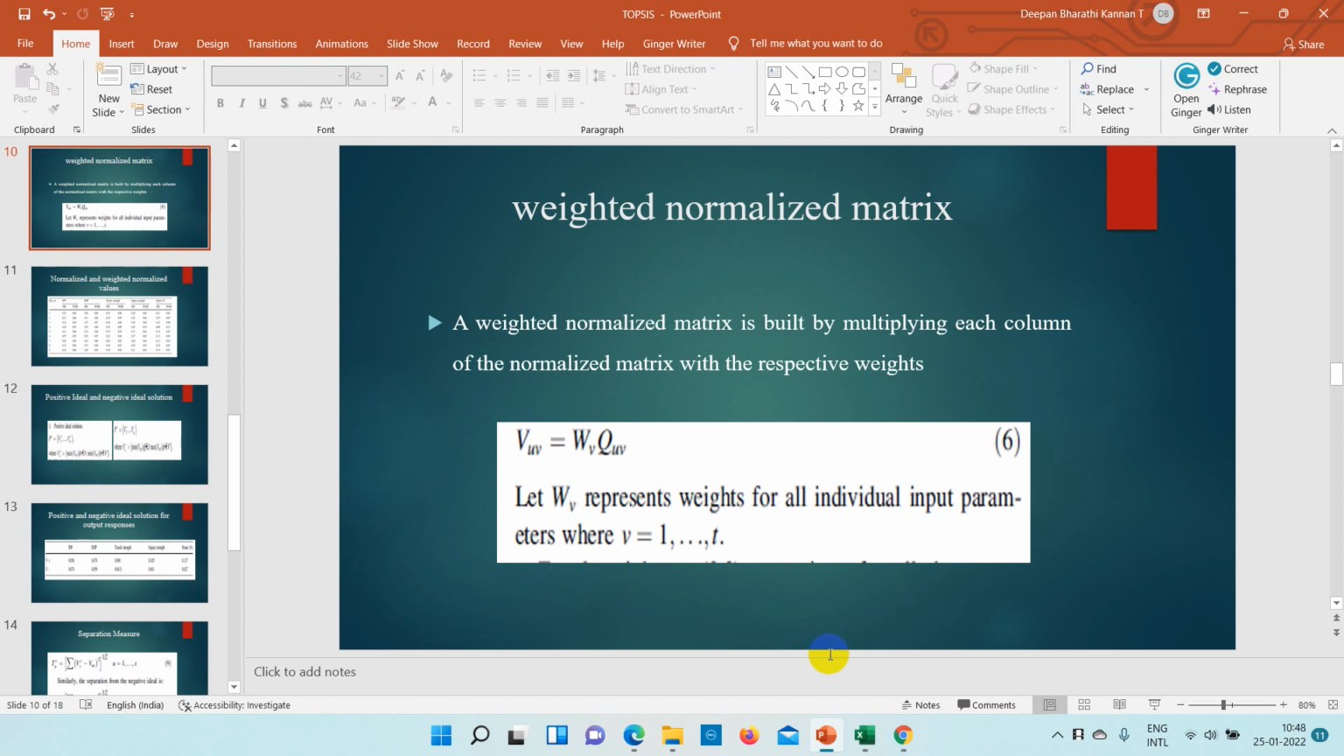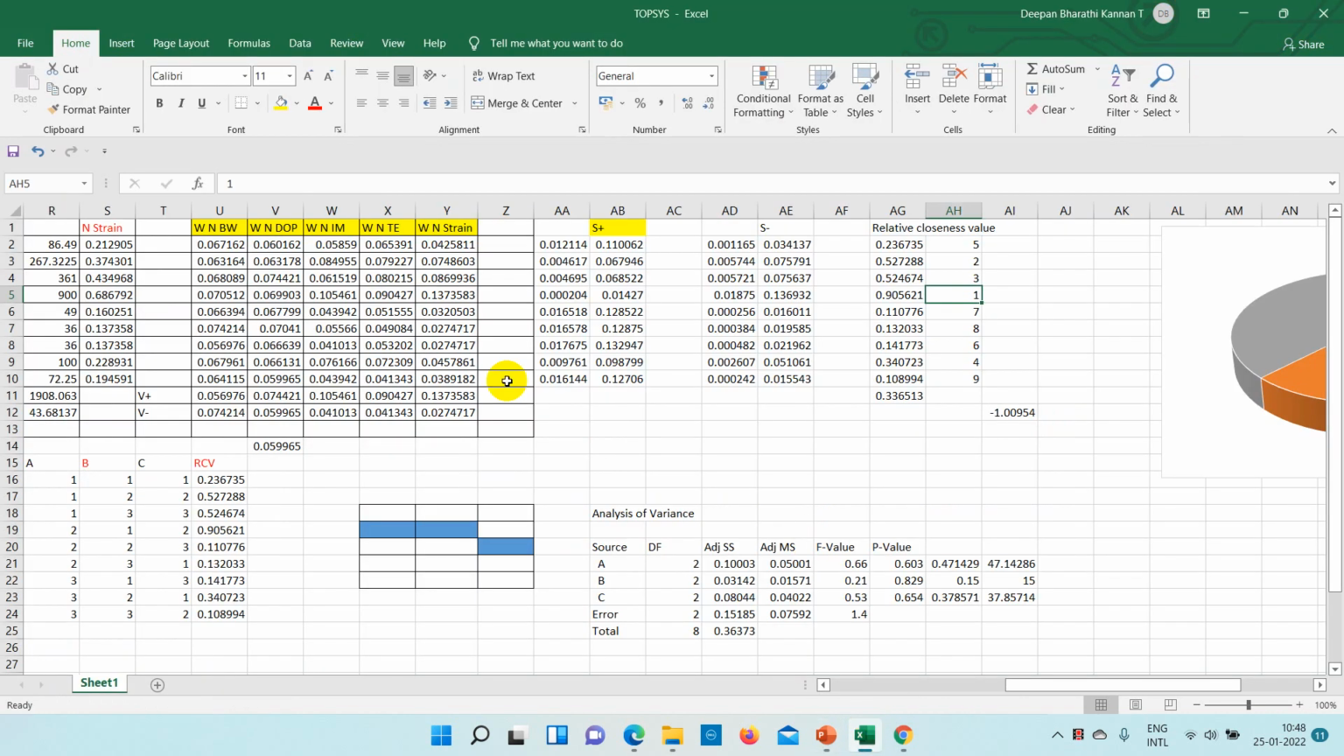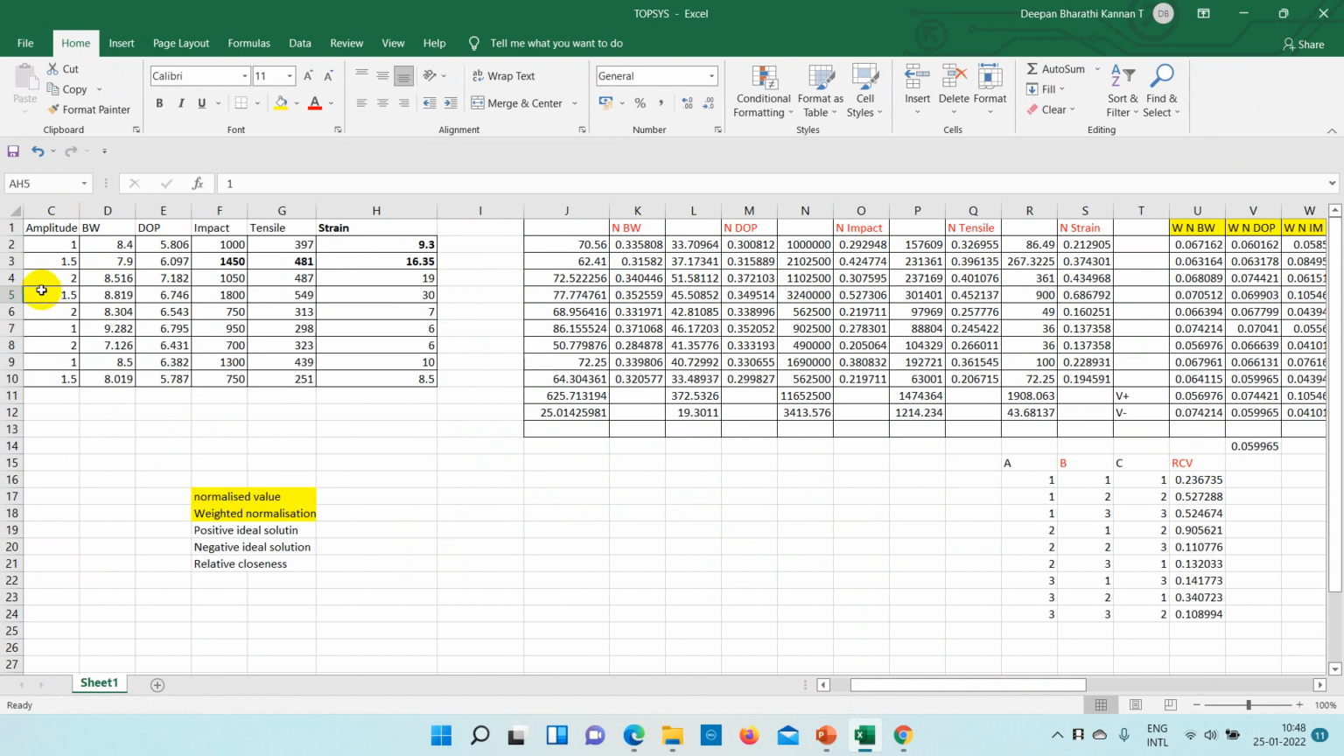We can just use this Excel sheet for completing this step. It is very simple. Okay, first put the decision matrix. Let me summarize it. Second, we have to calculate the normalized matrix, then the weighted normalized matrix. Followed by that, we have to identify the positive ideal solution and negative ideal solution. With the help of the positive and negative ideal solutions, we have to calculate the separation measures S plus and S minus. Then with S plus and S minus, we have to calculate the relative closeness value. Among the 9 experiments, the one having the highest relative closeness value is considered as the optimized parameter combination. Okay, so this is how we have to apply TOPSIS.